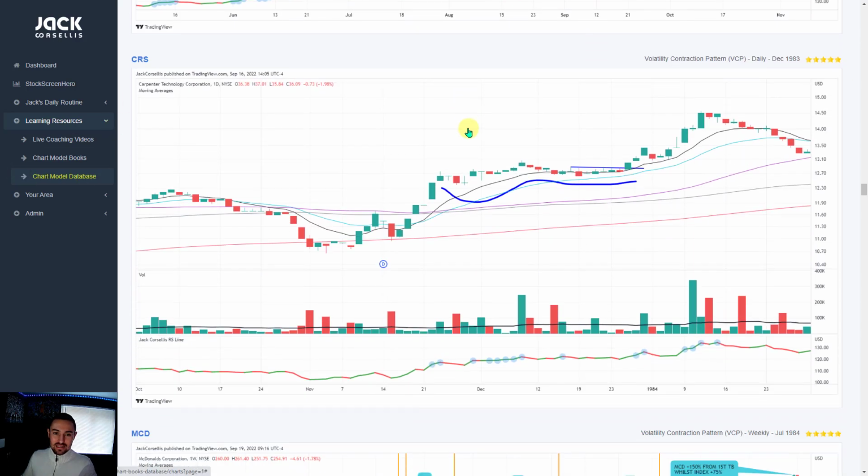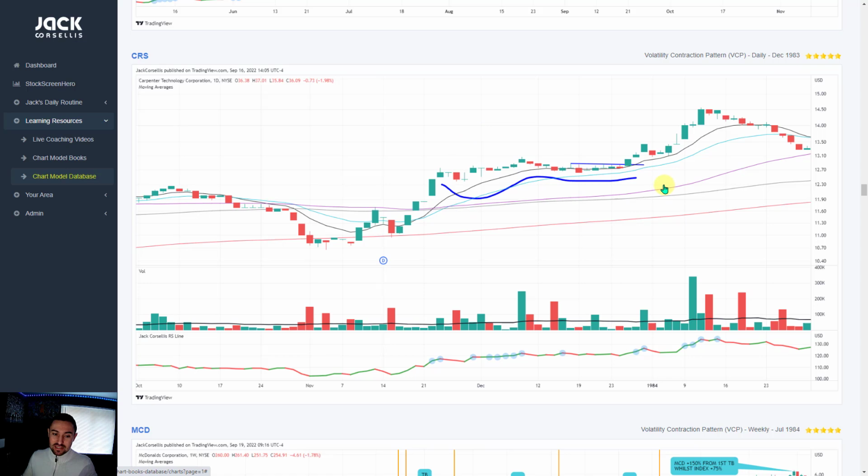Now this one here, this is CRS, a little bit of a cup and handle, a VCP as well. So the volatility contraction is a characteristic you're going to see in other chart patterns: flags, VCPs, obviously, cup and handles, Darvas boxes, and so on and so forth, right?